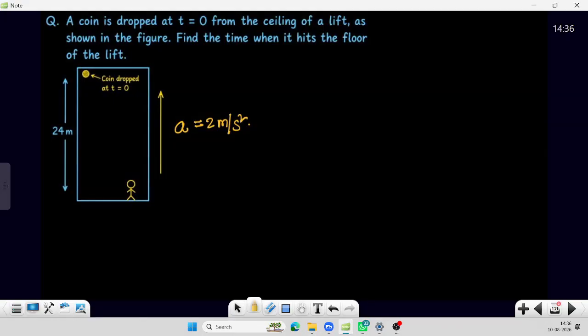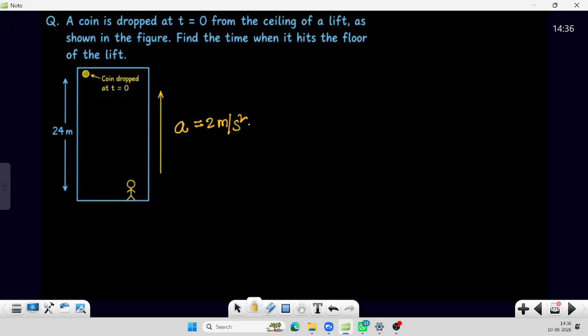Next one. A coin is dropped at t equal to 0 from the ceiling of a lift, as shown in the figure. Find the time taken when it hits the floor of the lift. How much time will it take to reach the floor? How much is the height? 24 meters. The lift is going in the upward direction with an acceleration of 2.